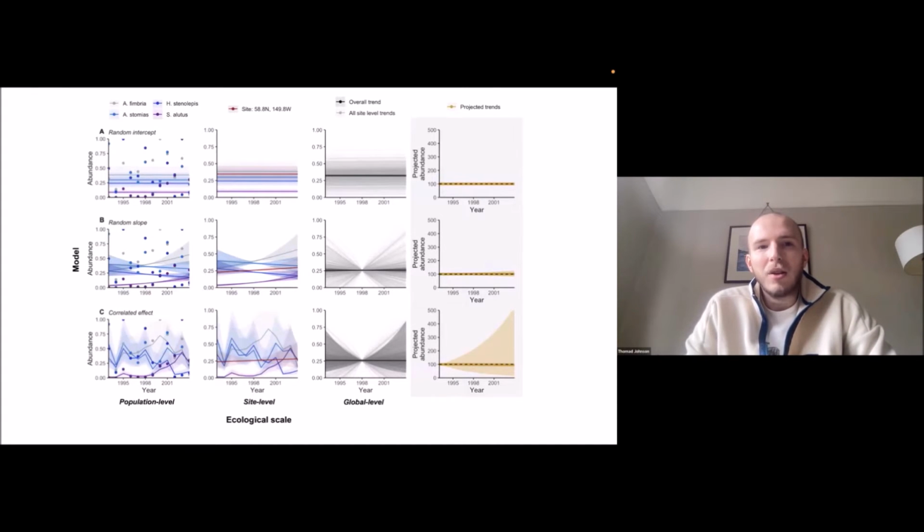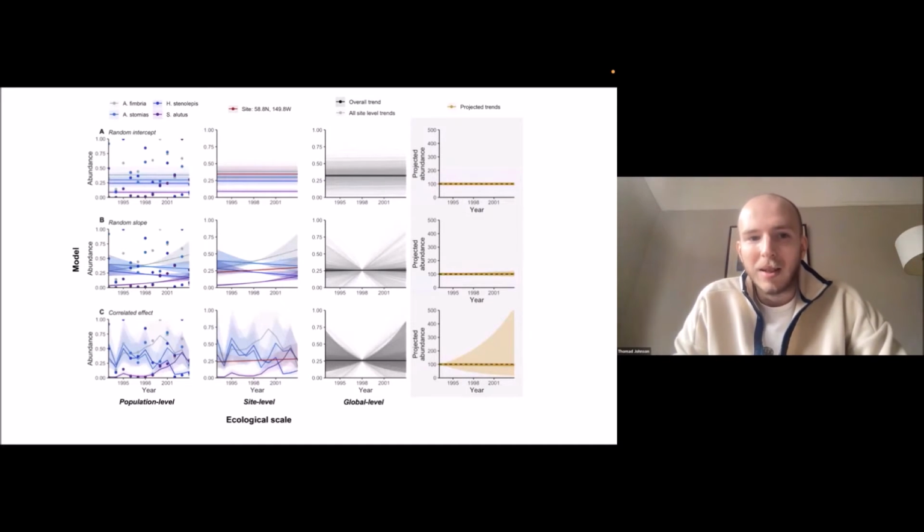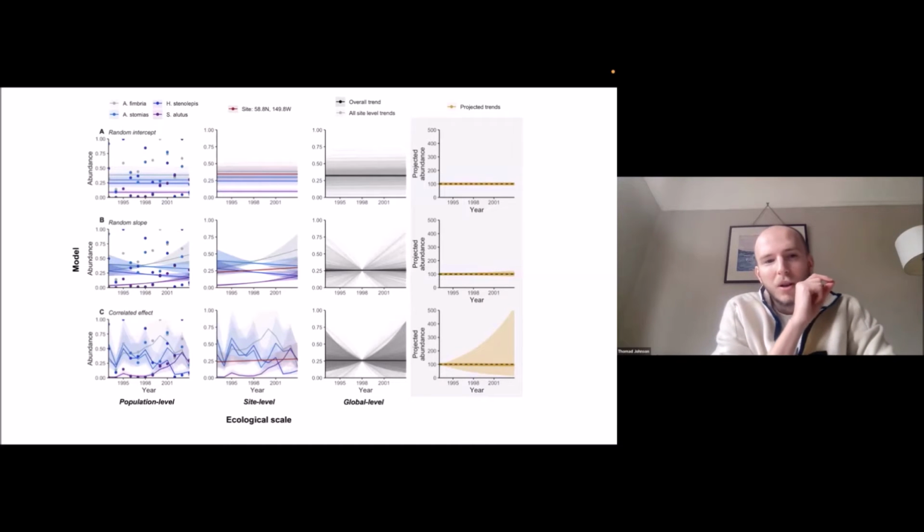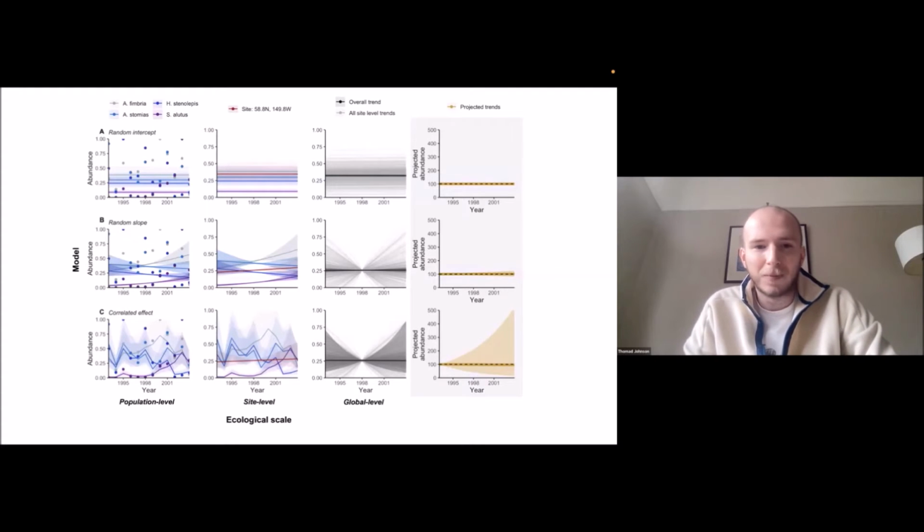So in the random intercept model, it's really evident that it's a poor representation of the population level dynamics. It just doesn't fit at all. The random slope model does comparably better, but is still well off and completely misrepresents the dynamics that are evident once you recognize the temporal structure in the correlated effect model. By including that AR1 term, we're starting to capture this non-linearity from residual variability.